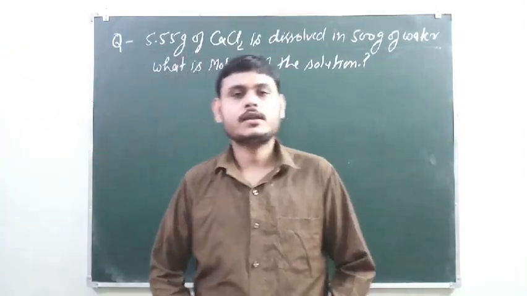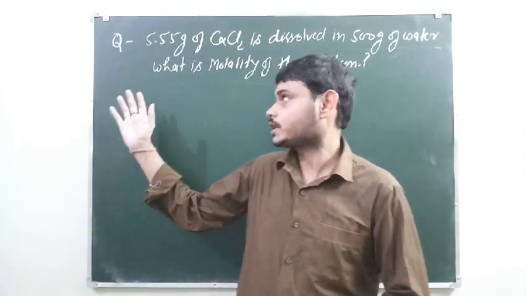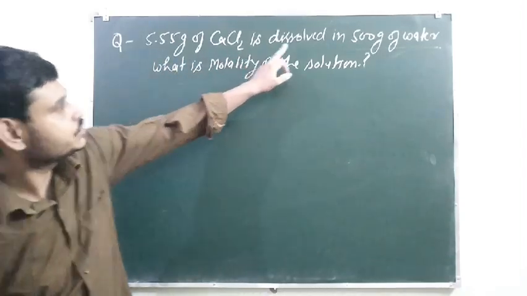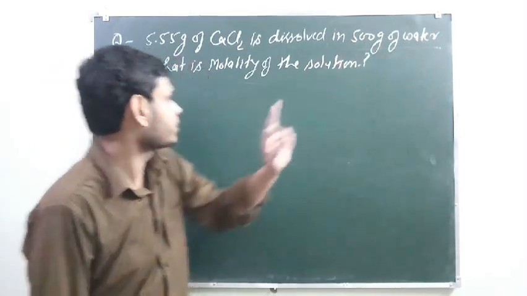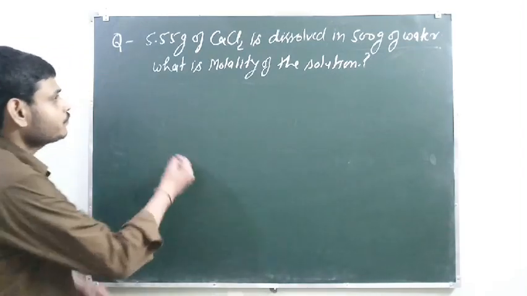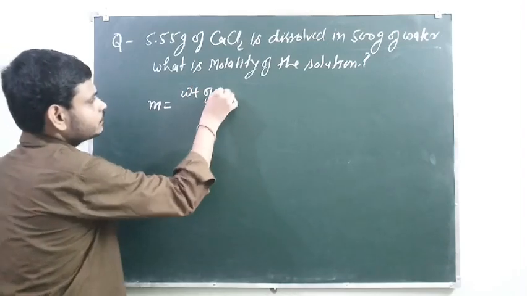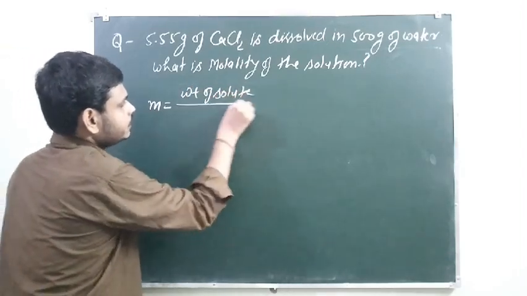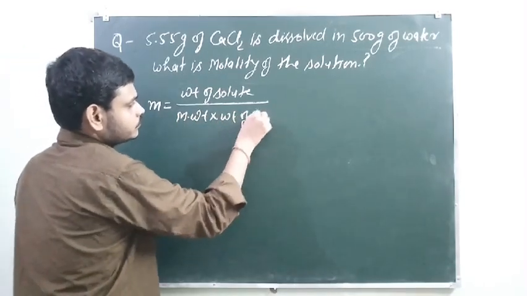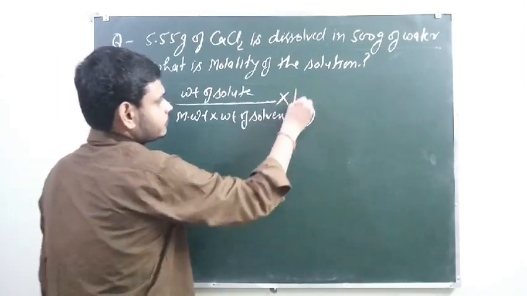Now we are solving a sum based on molality. The first question is, 5.55 gram of calcium chloride is dissolved in 500 gram of water. What is the molality of the solution? We know that the formula of molality is equal to weight of solute divided by molecular weight of solute into weight of solvent in gram, multiplied with 1000.